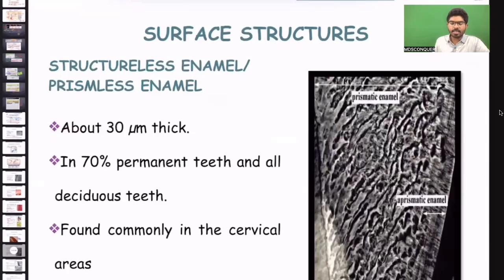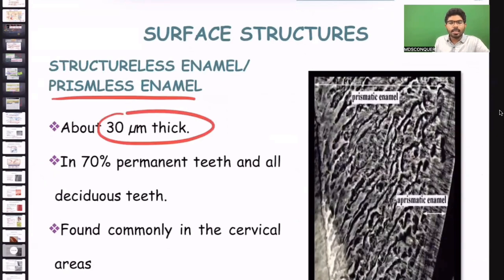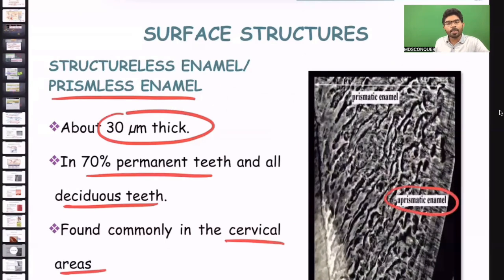Okay, the next is structureless enamel or prismless enamel. The thickness is about 70 micrometers. It is seen in about 70% of permanent teeth and all deciduous teeth, most commonly in the cervical area. This is called aprismic enamel. Any clinical consideration about aprismic enamel that we have discussed during pedo or during the operative part?